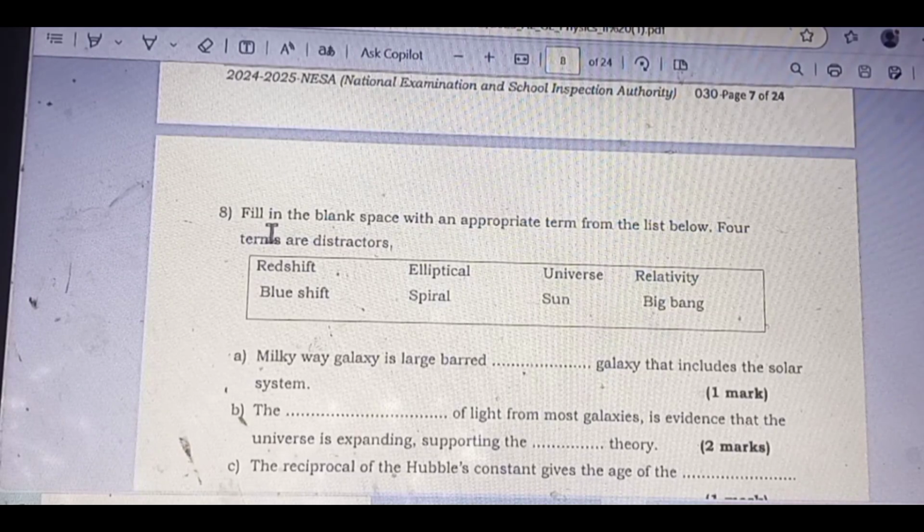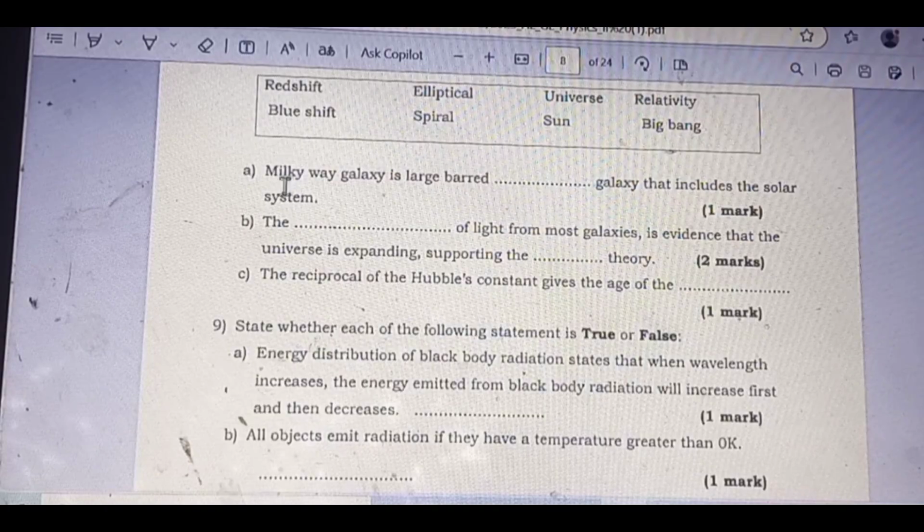Question 8. Fill in the blank space with an appropriate term from the list below. Four terms are distractors: redshift, blueshift, elliptical, spiral, universal, Sun, relativity, Big Bang. I. The Milky Way galaxy is a large barred galaxy that includes the solar system. The best option is spiral.